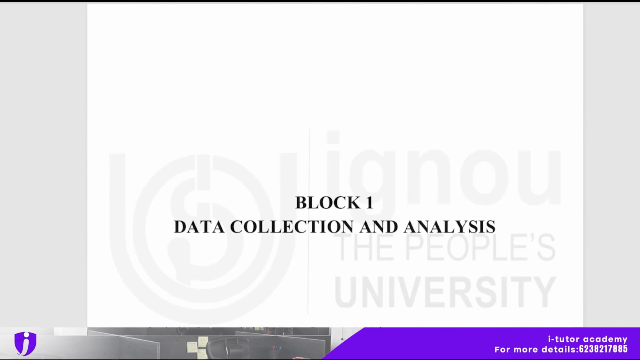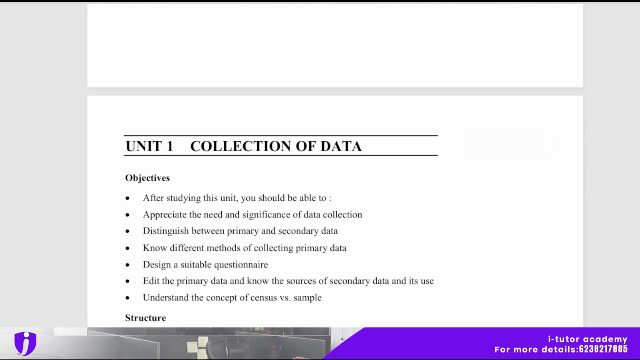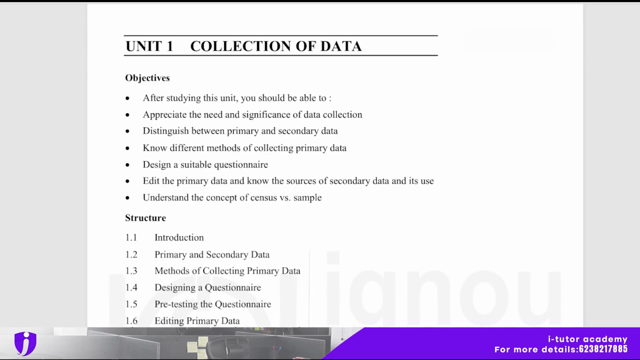So let's begin with unit 1. Today we will discuss block 1, data collection and analysis, and you can parallelly refer to your IGNOU material also. Unit 1 is collection of data. Let's see the objectives of this unit. After studying this unit, you should be able to appreciate the need and significance of data collection, distinguish between primary and secondary data, know different methods of collecting primary data, design a suitable questionnaire, edit the primary data, know the sources of secondary data and its use, and understand the concept of census versus sample.